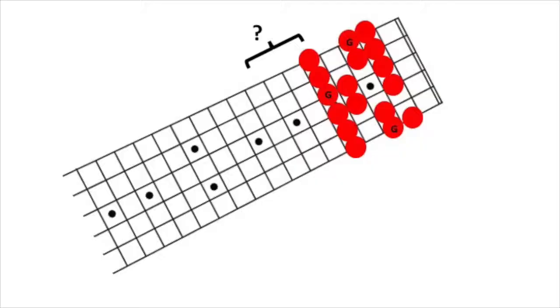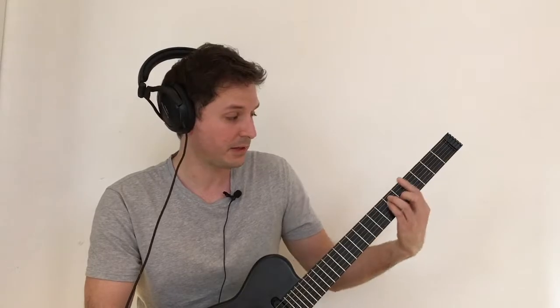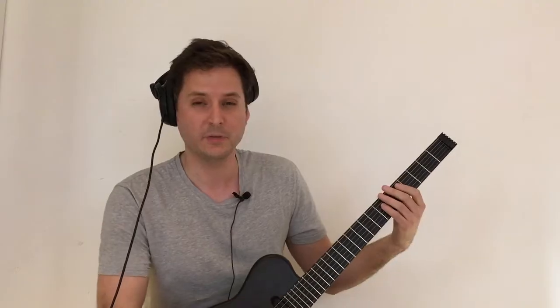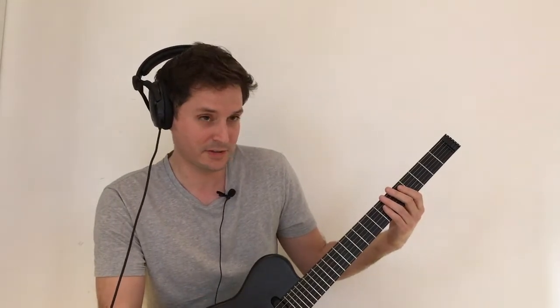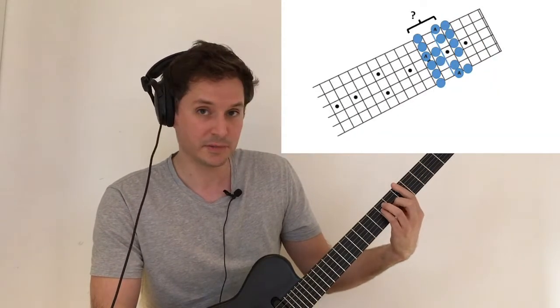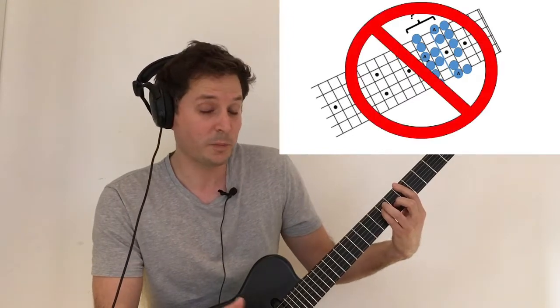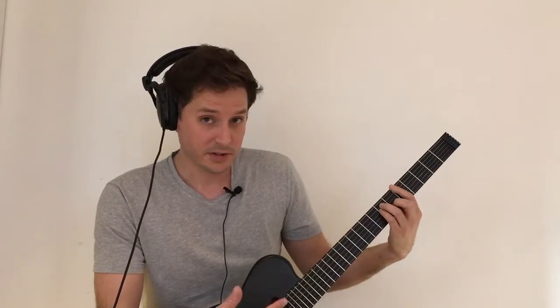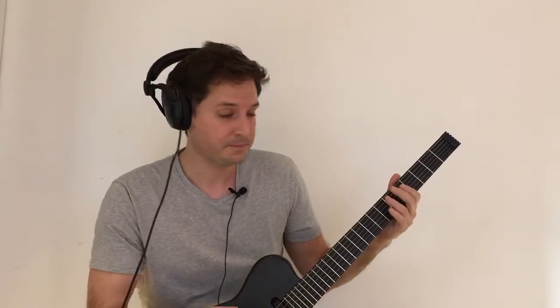If we want to play a G major, but just slightly higher up on the fretboard, we cannot just take our G major shape and play it up here. If we do that, we have a different scale. We have the A major scale. So we can't move our G major into another position and play it, because it won't be a G major anymore. If we want to play a G major somewhere else, we have to change the shape.